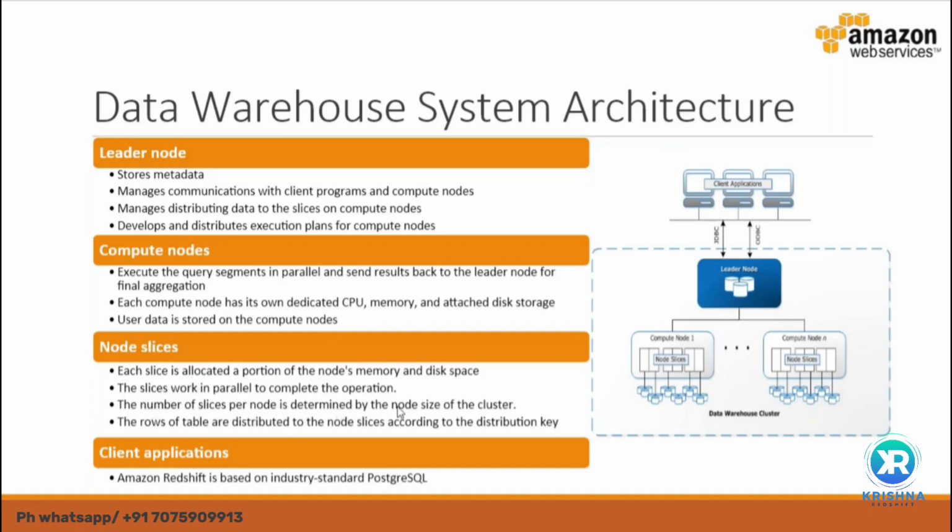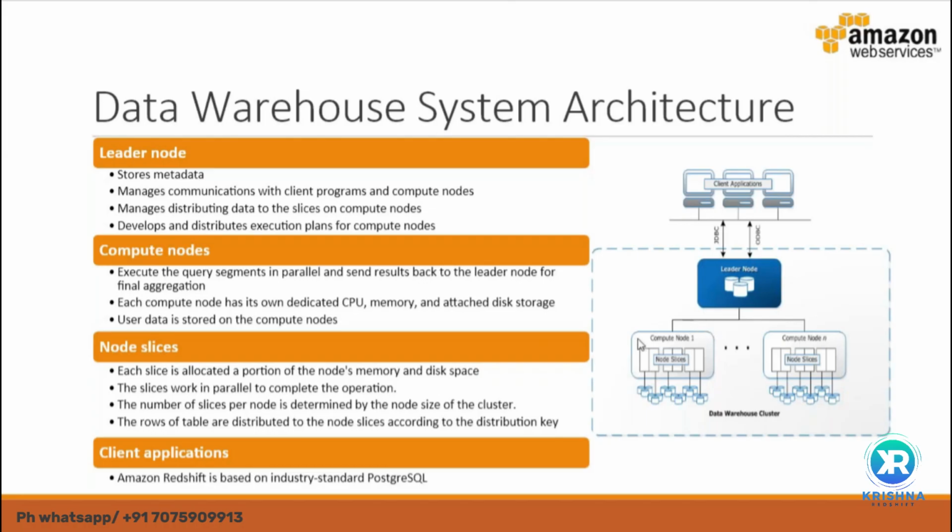The number of slices per node is determined by the node size. Each node will come with a particular number of slices. Some nodes will have 2 slices, some will have 4 slices, and some nodes will have 16 slices. Based on what node type the customer uses to create the Redshift cluster, the number of node slices will change. Don't worry, we will see that when we create a cluster. If you create a DC2 cluster, you will have 2 slices. If you create an RA3 4XL cluster, you will have 4 slices. If you create an RA3 16XL cluster, you will have 16 slices. So based on which node type you use to create your cluster, you will have that many slices.